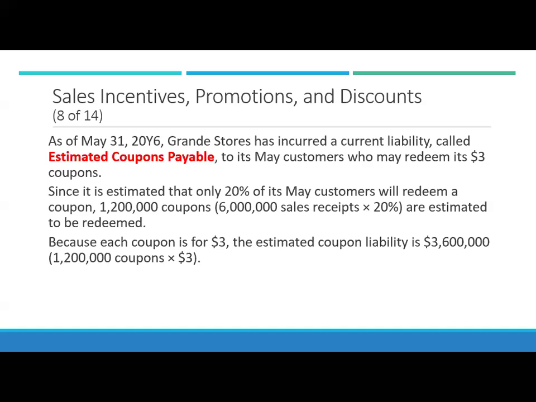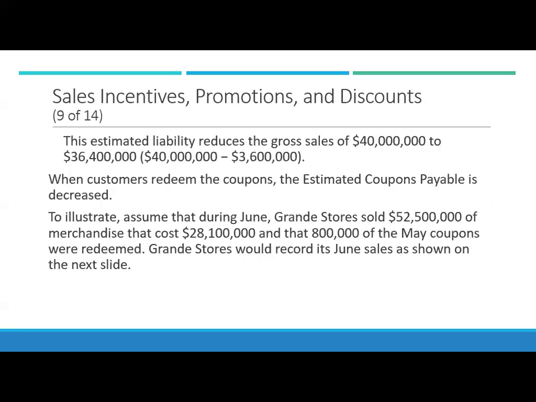And so the journal entries for when these coupons are actually redeemed. In May, let's see. We calculate it by taking 20% of the coupons. So we take 20% times 6 million. That's 1.2 million coupons. The liability is $3 per coupon, so that's $3.6 million. Only 800,000 of the coupons are redeemed in May on 52.5 million of sales, cost of 28.1 million.